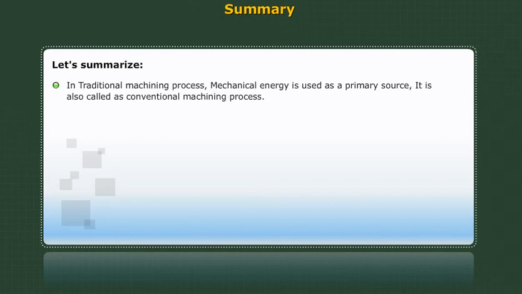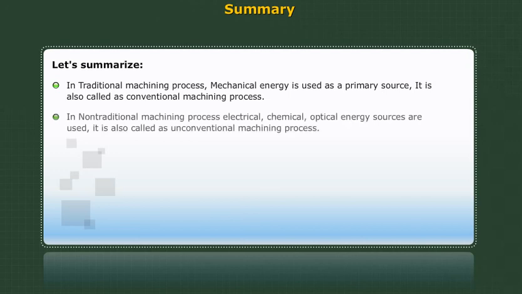Summary. By the end of this topic, let's summarize. In traditional machining process, mechanical energy is used as a primary source. It is also called as conventional machining process. In non-traditional machining process, electrical, chemical, optical energy sources are used. It is also called as unconventional machining process.